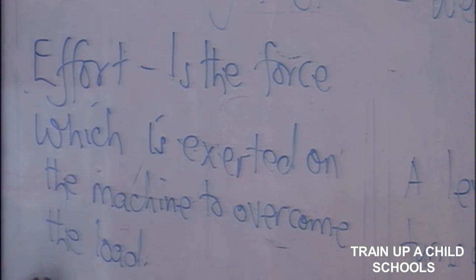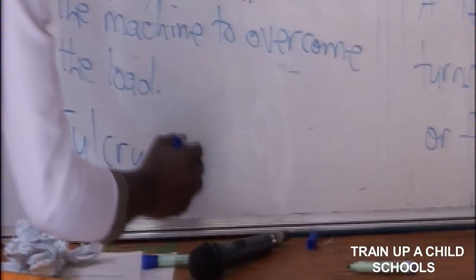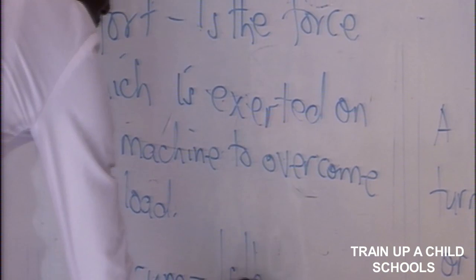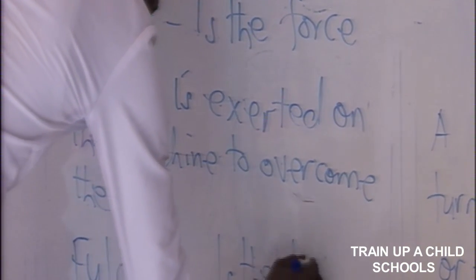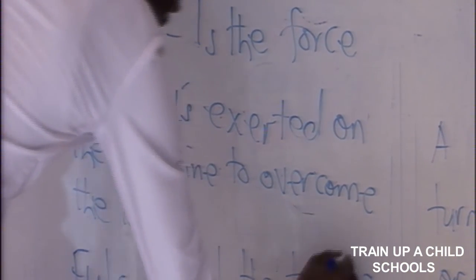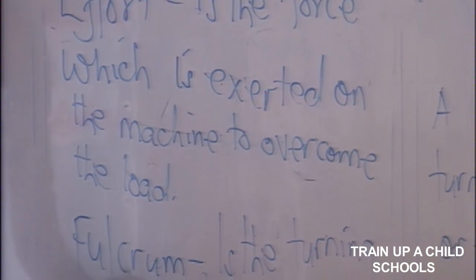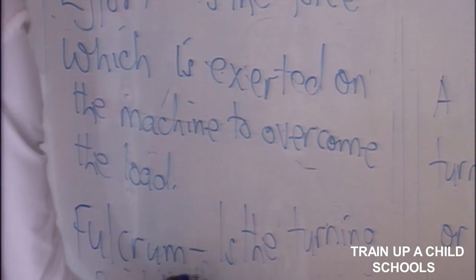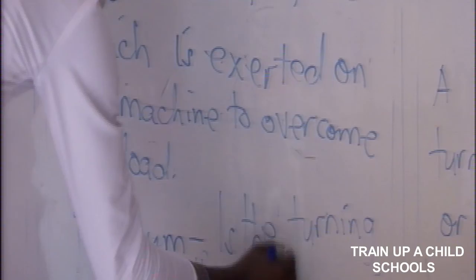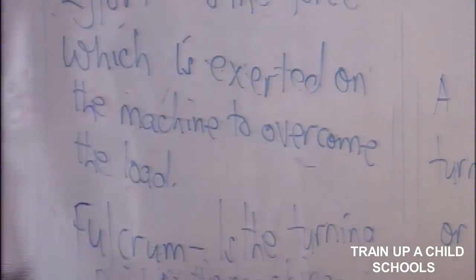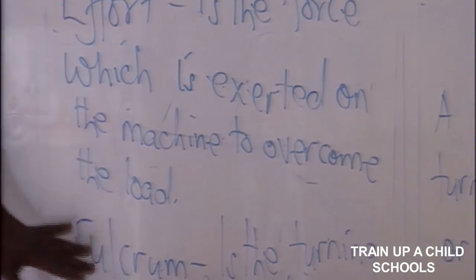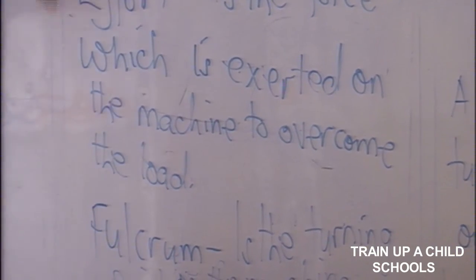Then the last one is the fulcrum. What's the fulcrum? Fulcrum is the turning point of the machine. Fulcrum is a turning point of the machine. So these are the definitions of the parts of a lever.